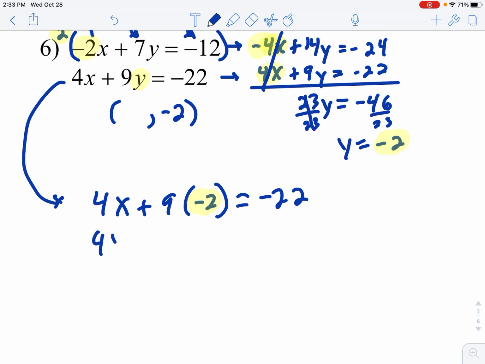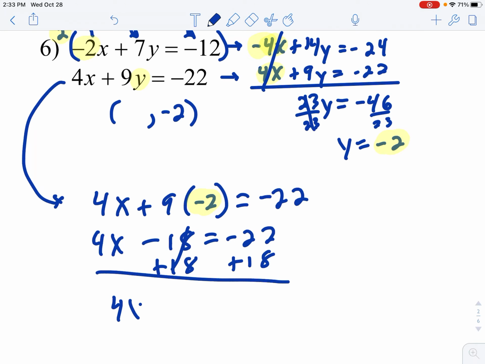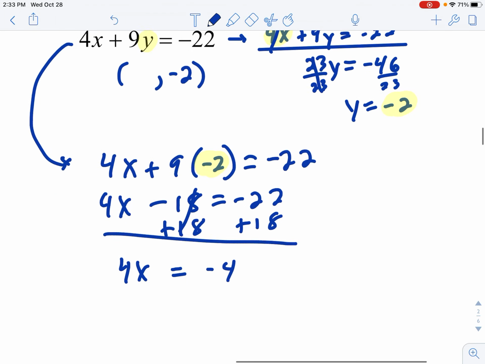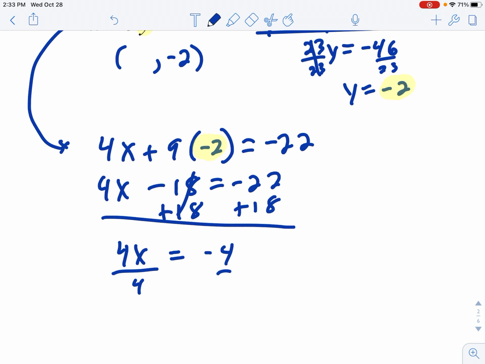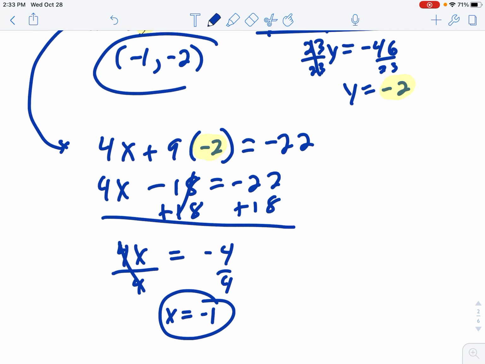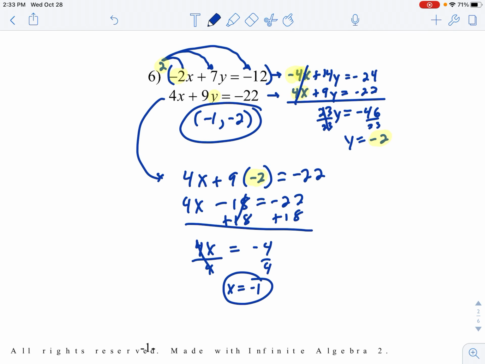So what do I do? Okay, 9 times negative 2 is negative 18. Add 18 to both sides. You get 4x equals negative 4. Divide by 4. Negative 4 divided by 4 is negative 1. So negative 1, negative 2 should be my answer.